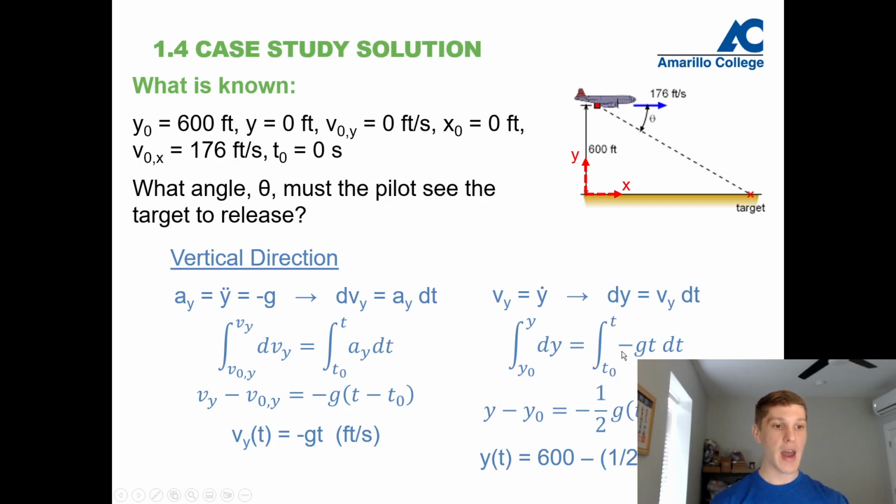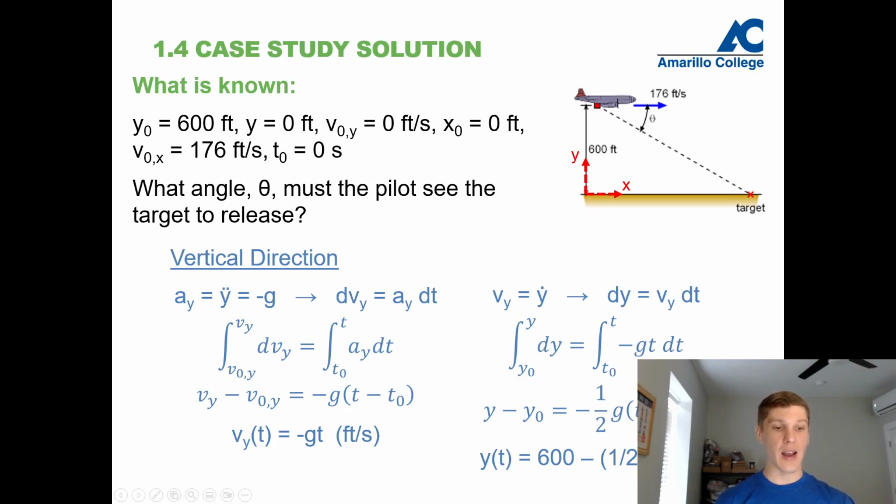of negative gt, and that becomes y minus y naught equals negative 1/2 g, because once again, negative g is a constant, so it can get pulled out of this equation. T becomes 1/2 t squared. 1/2 t squared evaluated at t and t naught becomes negative 1/2 g (t minus t naught) squared.